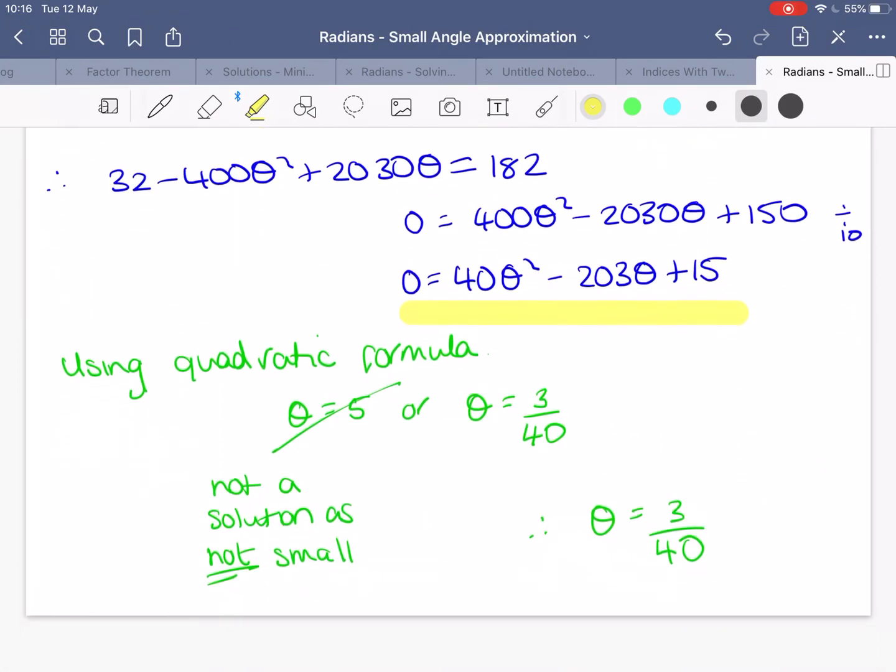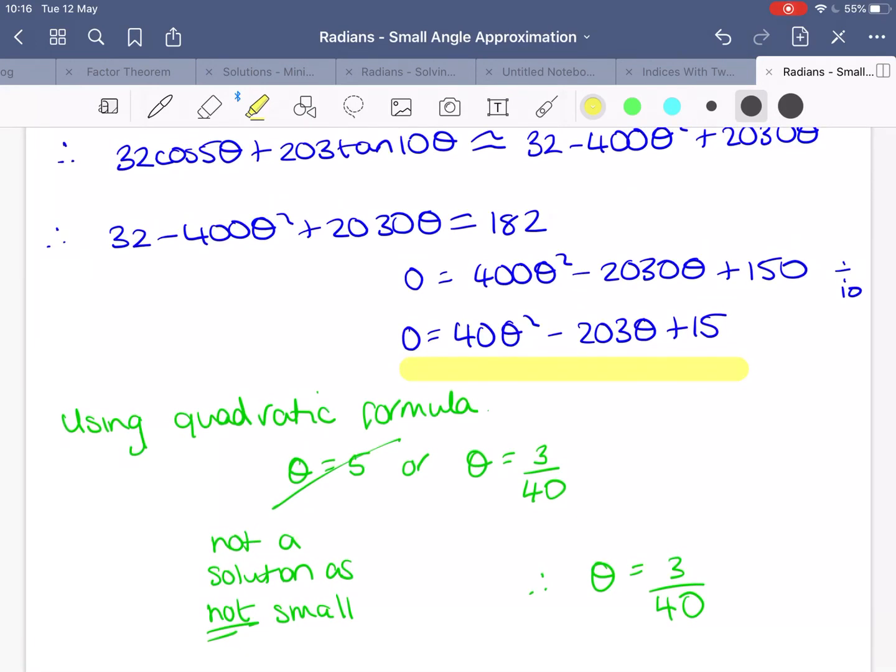Now again, you've got to solve that. So just using the quadratic formula, well, really, you're just using your calculator, you end up with theta equals 5 or theta equals 3 over 40. 5 is not small, so it's not a solution. So your answer is 3 over 40.